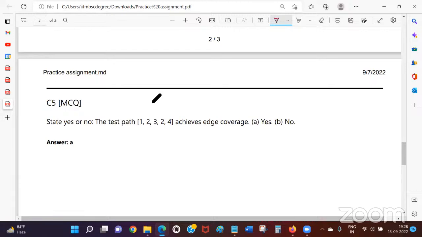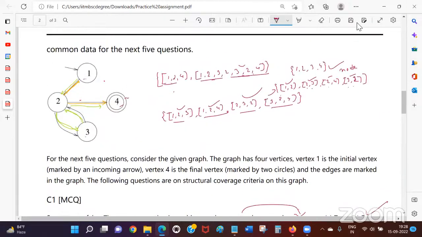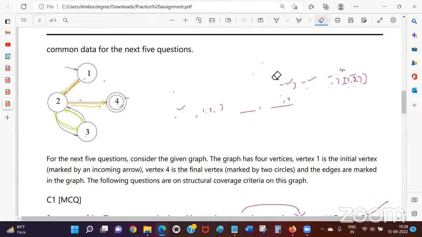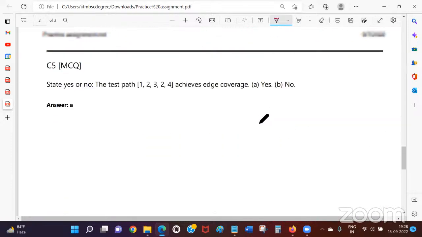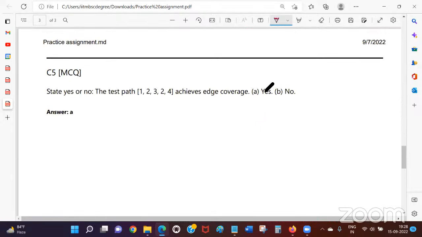Test path 1, 2, 3, 2, 4 achieves edge coverage. Just remember the path 1, 2, 3, 2, 4. Let me write it down first: 1, 2, 3, 2, 4. Obviously it covers all the edges, we have seen that, right? So yes, we are getting the edge coverage.